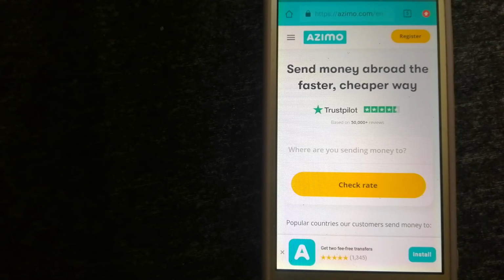Money transfer companies and governments change rules all the time. If one of these services is not available anymore, or if you know another reliable way to send money abroad, make sure to leave a comment and let the rest of us know.